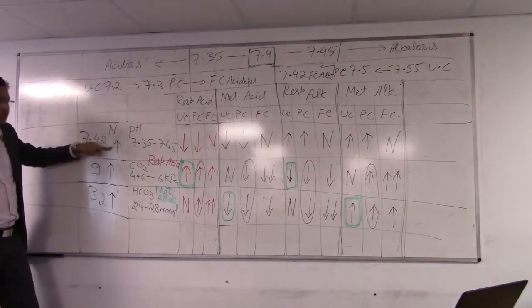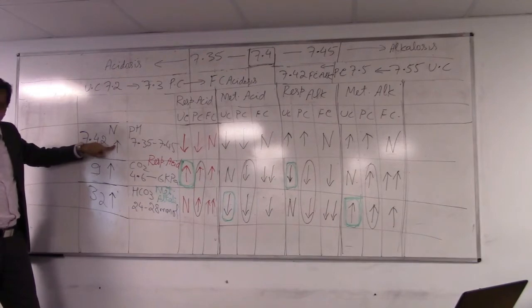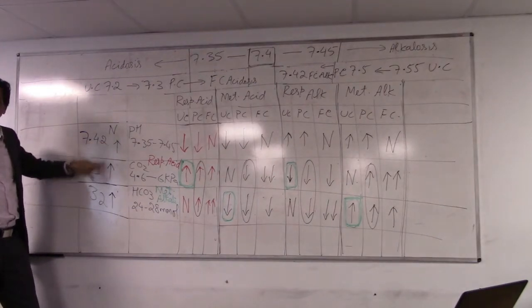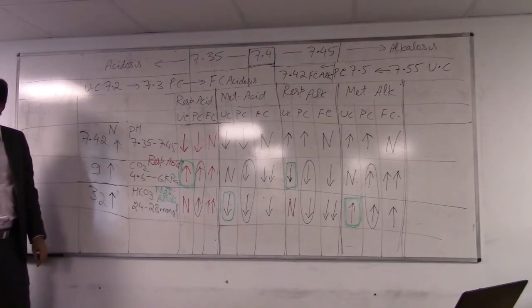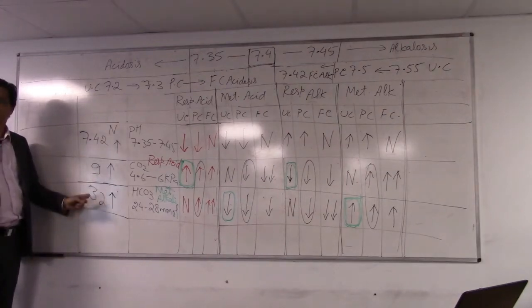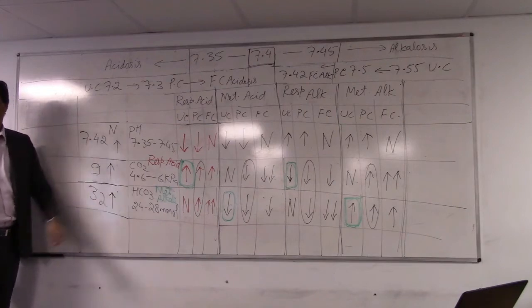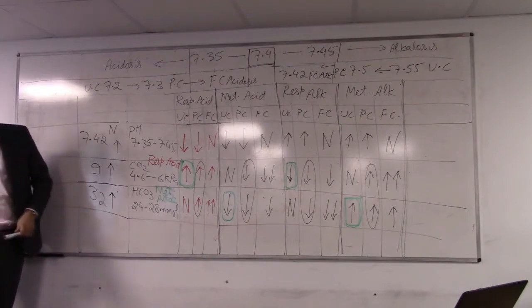Now look at the pH arrow and the carbon dioxide arrow. Are they facing opposite each other? No, they are not facing opposite each other. So this cannot be respiratory, this must be metabolic. Now tell me, what is the picture? Fully compensated metabolic alkalosis. Are you okay? Yes.